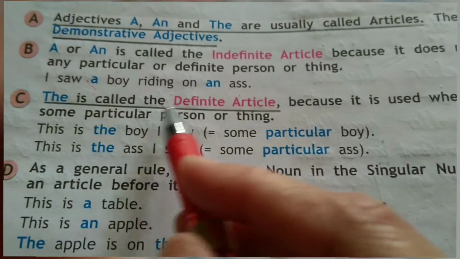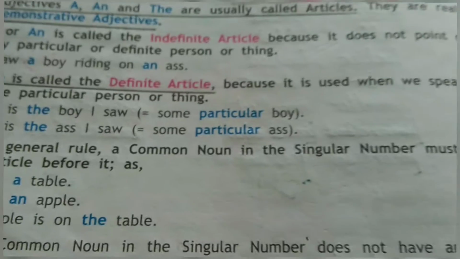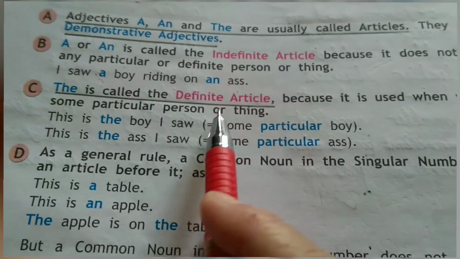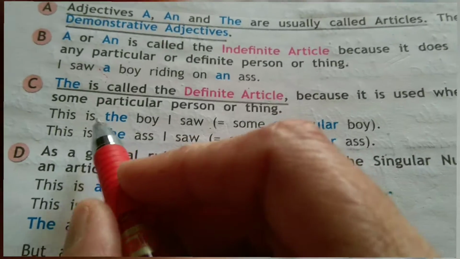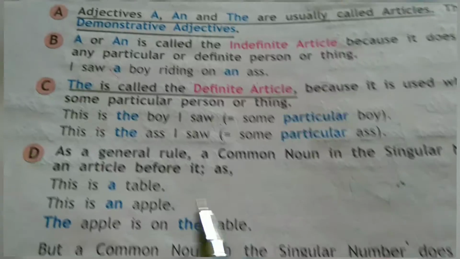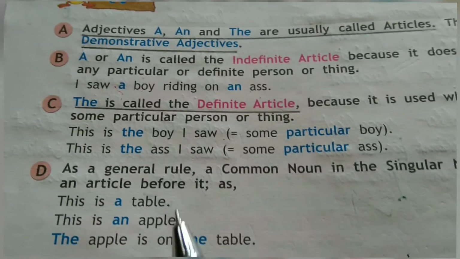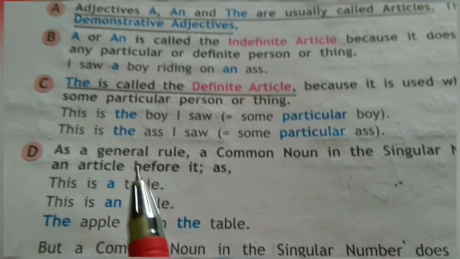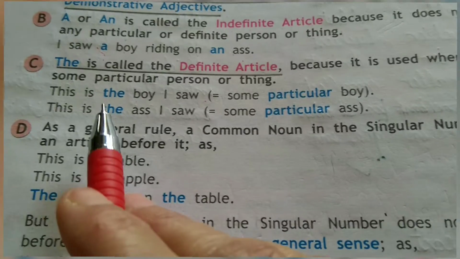But the is called the definite article. Now, what do you mean by definite? Because it is used when we speak of some particular person or thing. This is the boy I saw. I can say I saw a boy, the boy was wearing a red shirt. When I say I saw a boy, first time we always use a. But the second time when I am talking about that same boy, I have to use the.